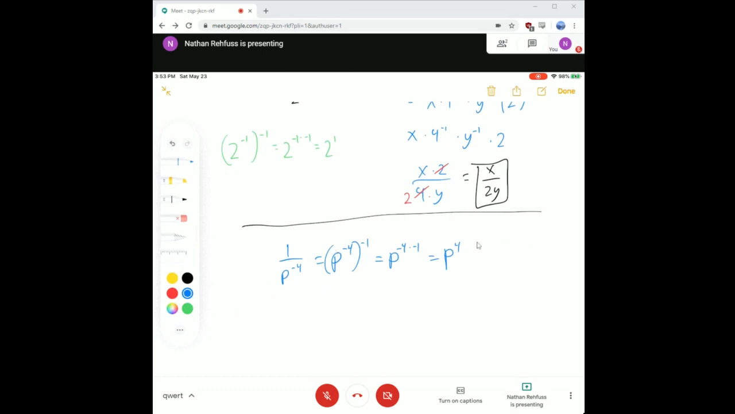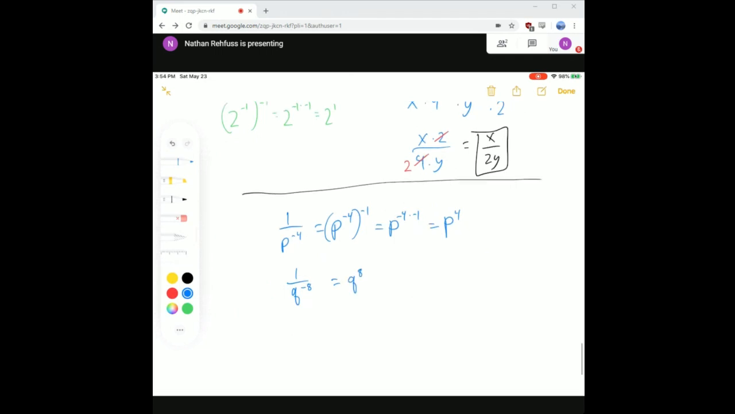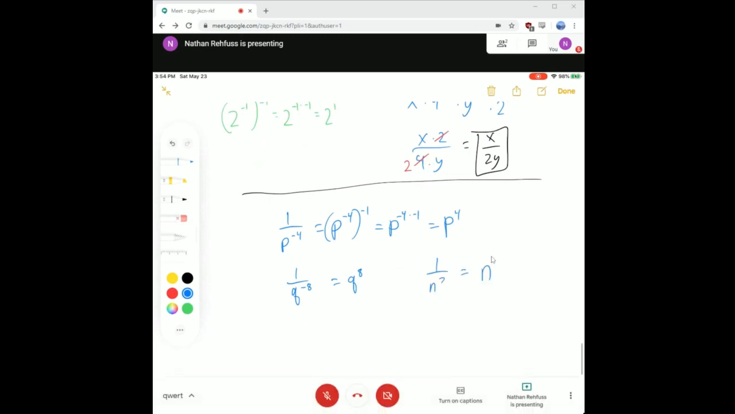If you see the pattern, that means if I wrote 1 over q to the -8, that'd be equal to q to the power of 8. Do you see? 1 over n to the 7th would be n to the -7. So if you just want to flip something from the numerator to the denominator or vice versa, all you got to do is flip its sign.